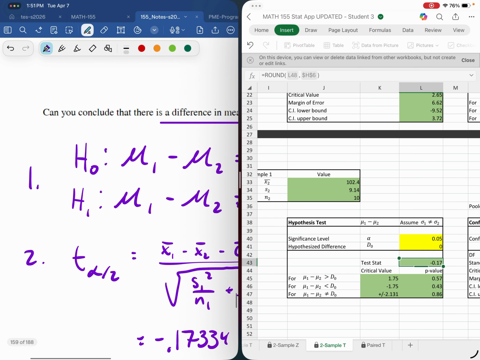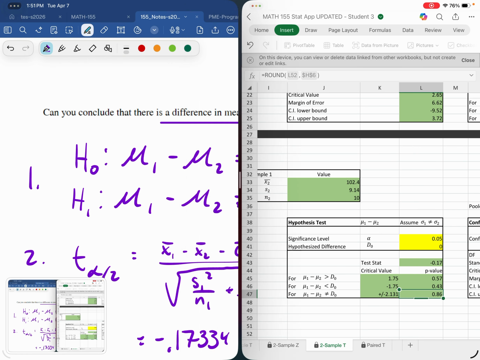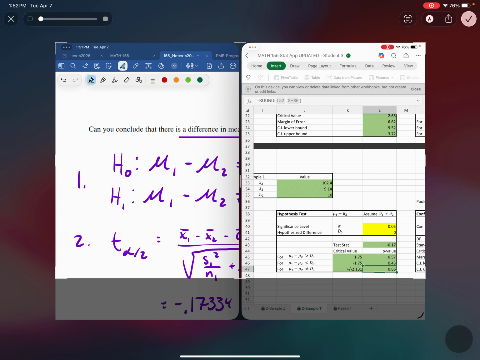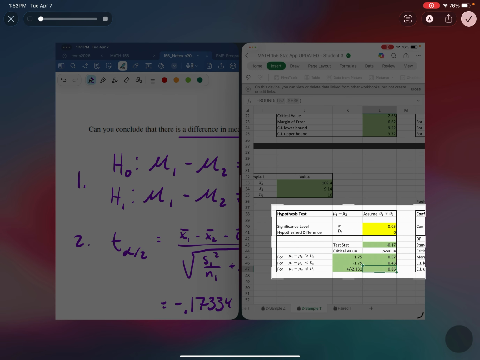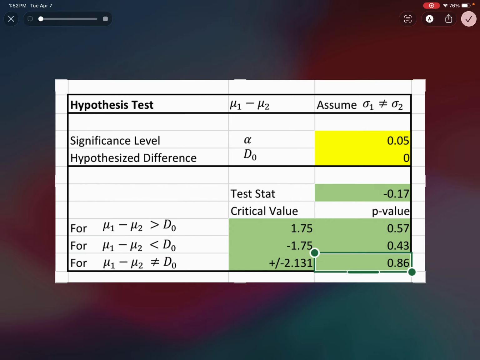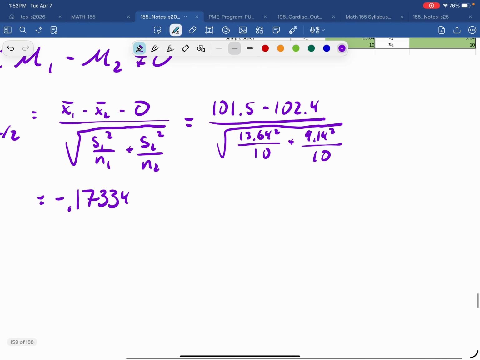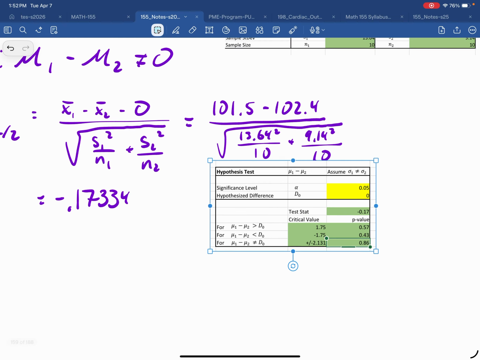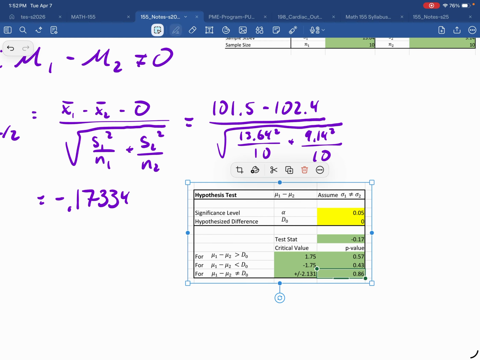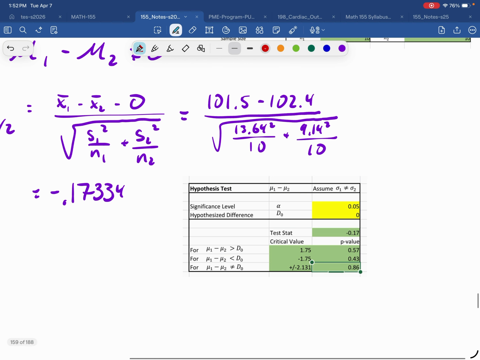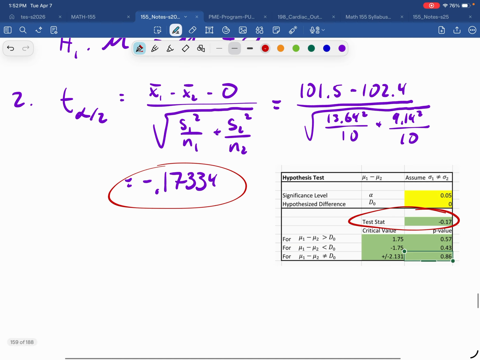Our p-value for not equal is 0.86. Now, that's not a typo. That is correct. 0.86. So we got the same thing.